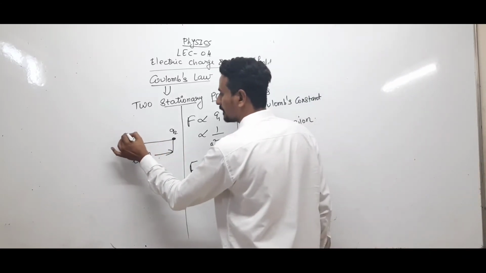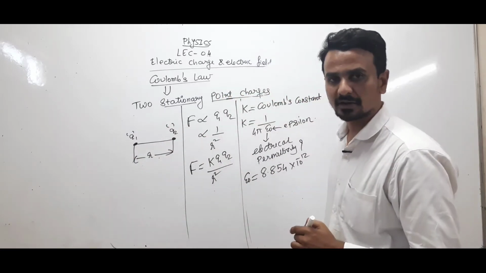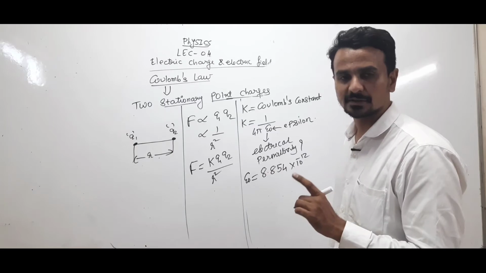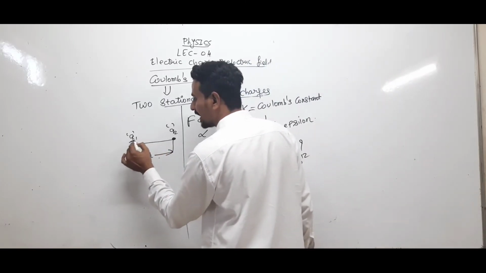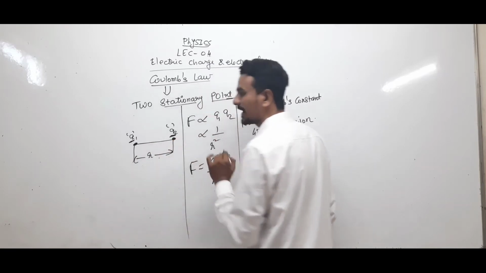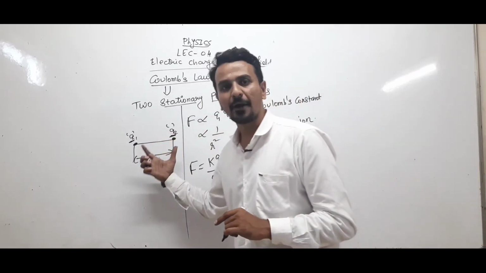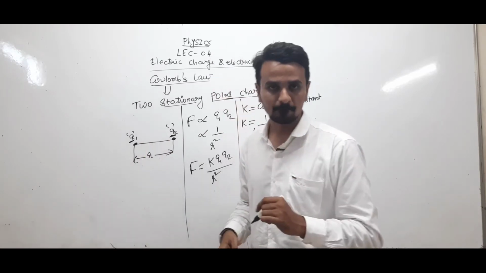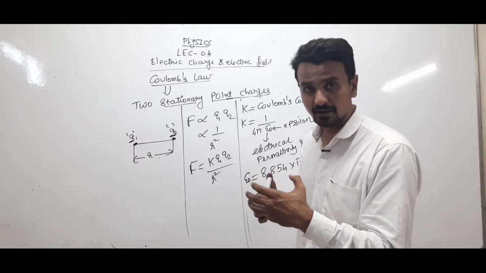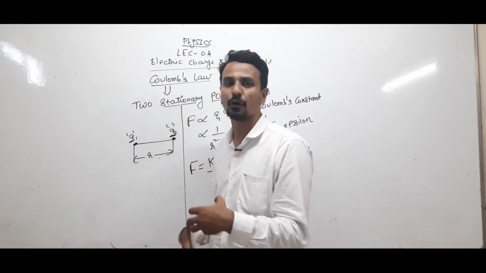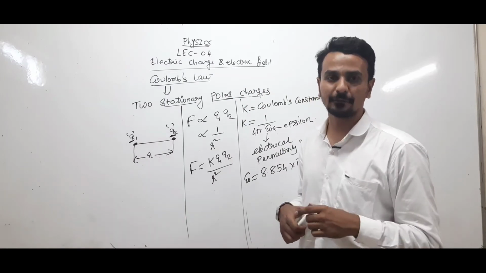See, both the charges Q1 and Q2 are not touching each other. There is no contact force. That is a field force. That means this charge will produce some electric field, this charge will produce some electric field, and because of this electric field, they will have repulsion or attraction between them, right? So the number of electric field lines which a medium will absorb, that is known as the permittivity of the medium.